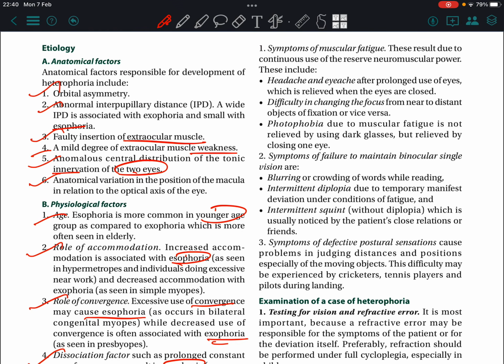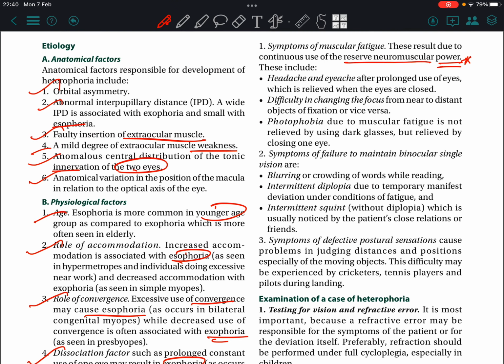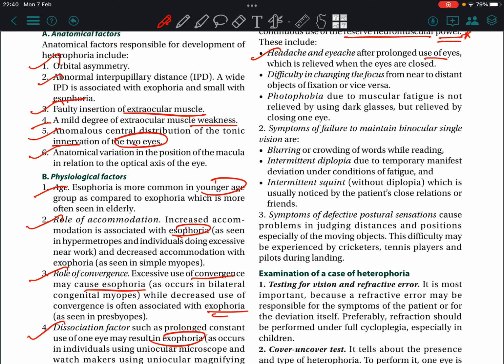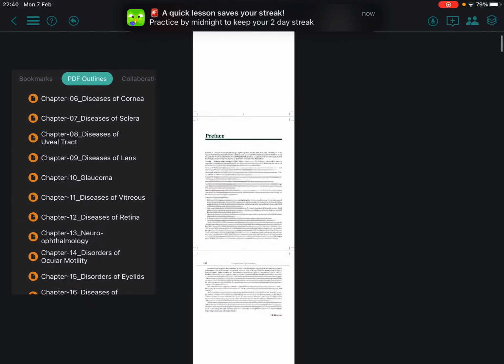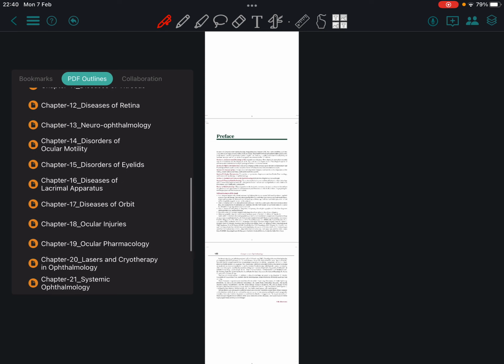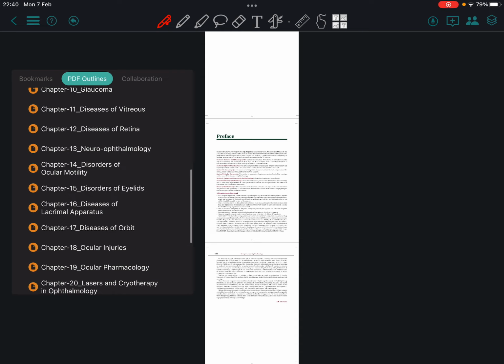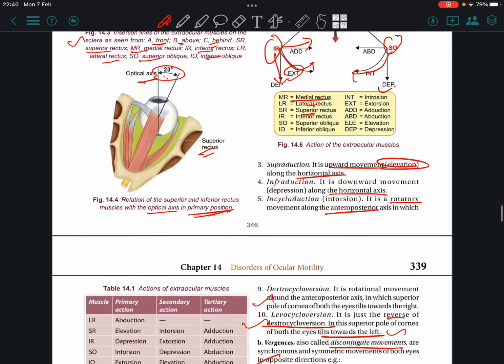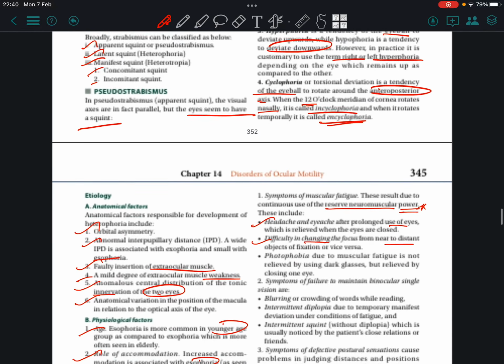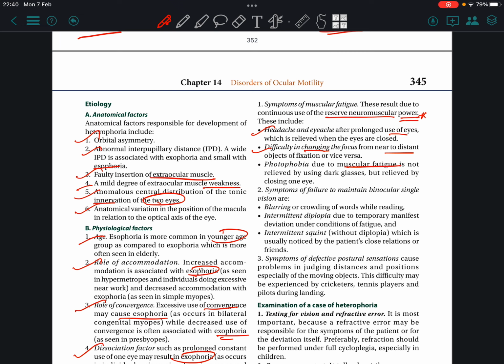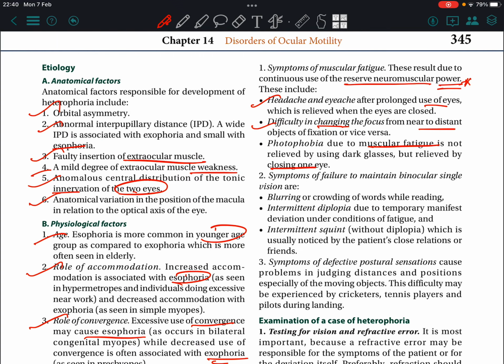Symptoms of muscle fatigue. These result due to continuous use of reserved neuromuscular power. Headache and eye ache after prolonged use of eyes. Difficulty in changing the focus from near to distance. Then photophobia due to muscular fatigue is not relieved by using dark glasses but relieved by closing one eye.